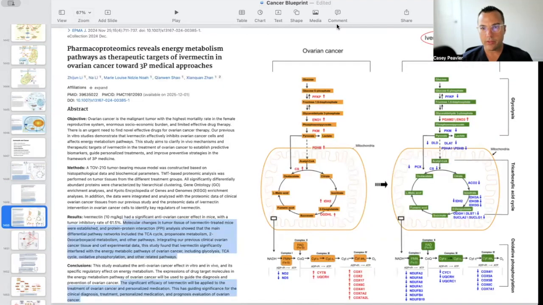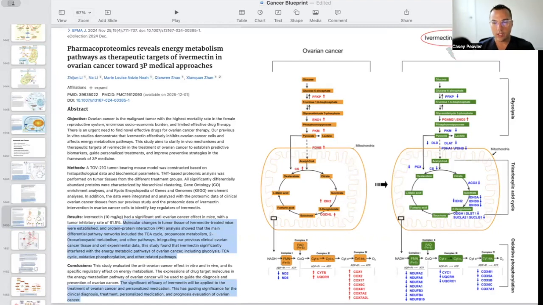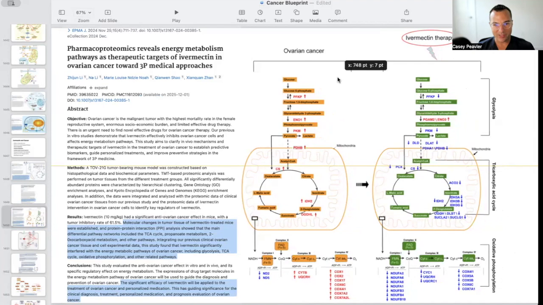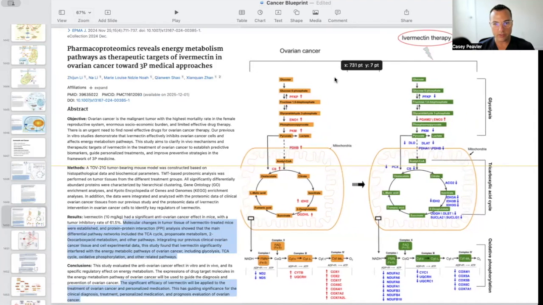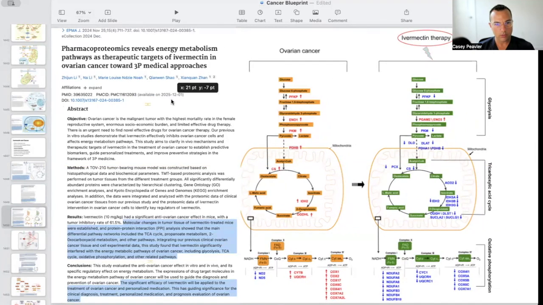And what I would say is the coolest paper that I was able to find when looking at ivermectin from a metabolic perspective, I'm going to move this over just slightly so you can see it better, because my face is in the middle there. I want you guys to be able to see this better.